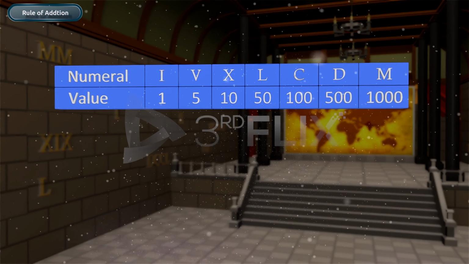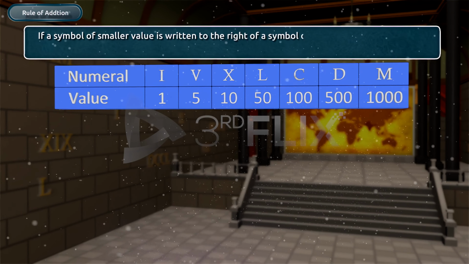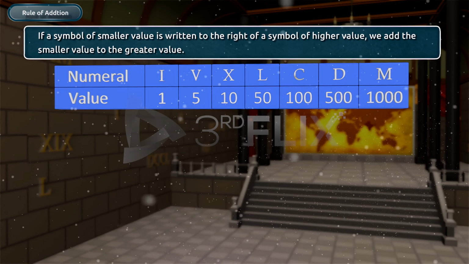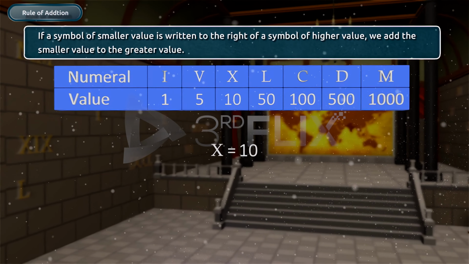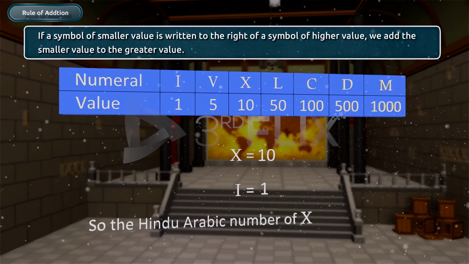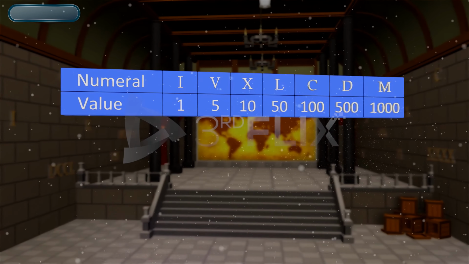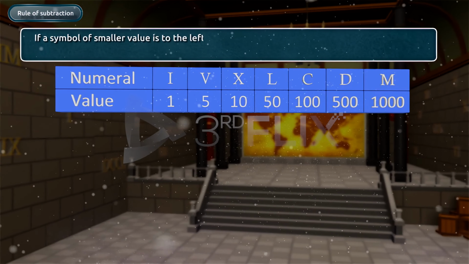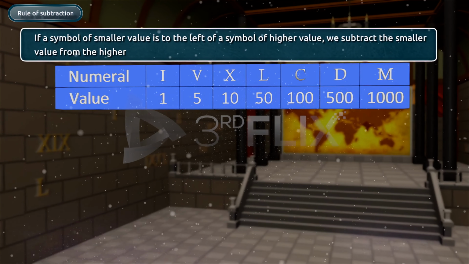Rule of addition. If a symbol of smaller value is written to the right of a symbol of higher value, we add the smaller value to the greater value. Let us consider XI. X has a value of 10. I has a value of 1. So the Hindu-Arabic number of XI equals 10 plus 1 equals 11. Rule of subtraction. If a symbol of smaller value is to the left of a symbol of higher value, we subtract the smaller value from the higher value.